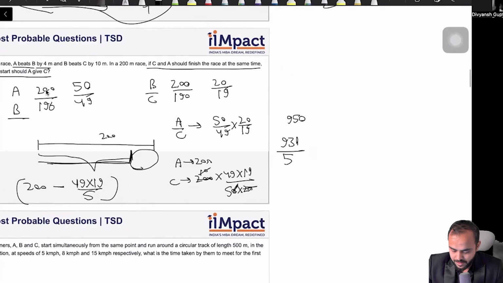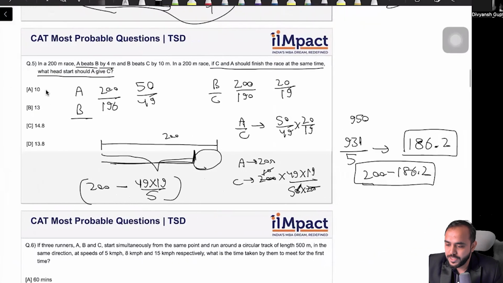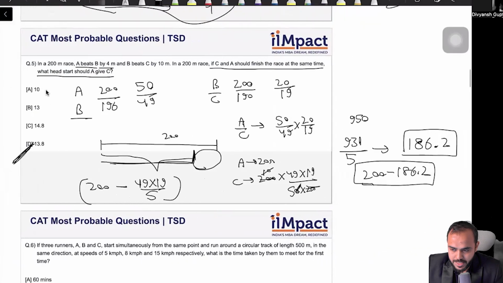So 931 divided by 5 is going to be 1, and then you will get 43, which is 8, and then you will get 31, which is going to be 6, and then this is going to be 186.2. So 200 minus 186.2 will be the answer, and which will turn out to be 13.8, which is option number D.